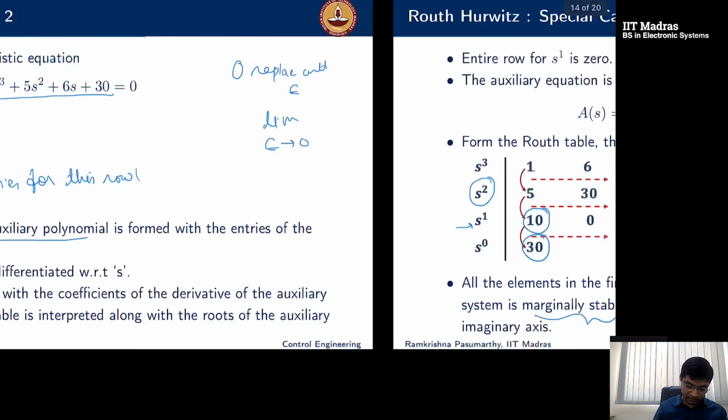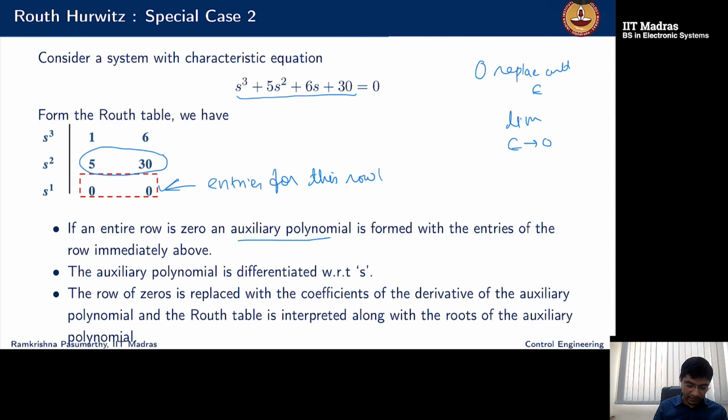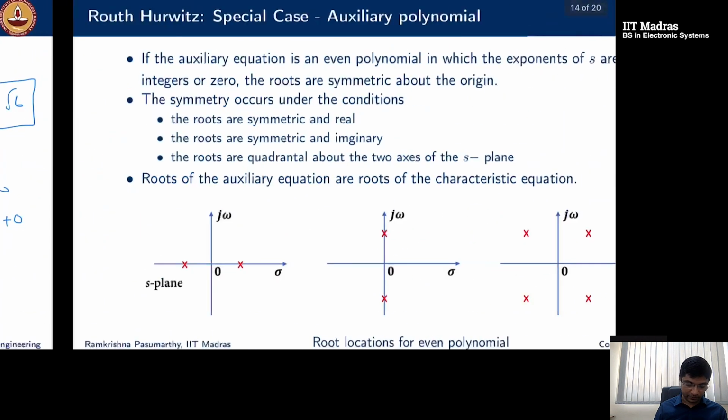Whenever an entire row goes to 0, this exposes a possibility of imaginary roots. Okay, how do I find which are the imaginary roots? Well, I just solve the auxiliary equation just above this. Okay, this is nice. Is that all?